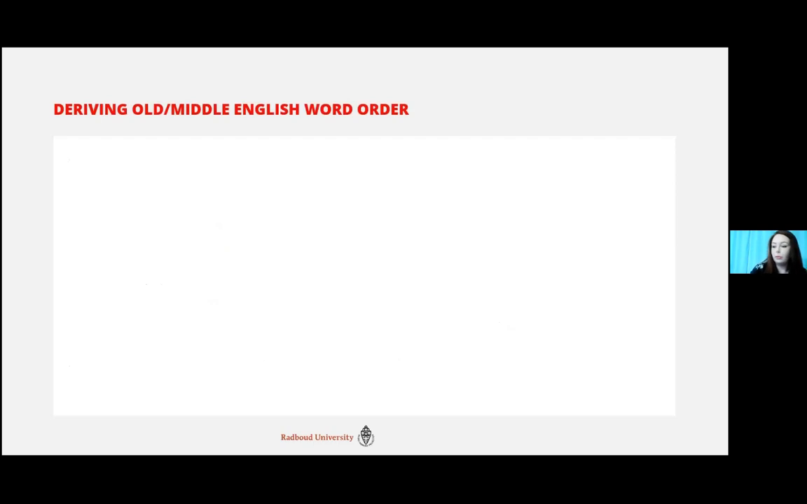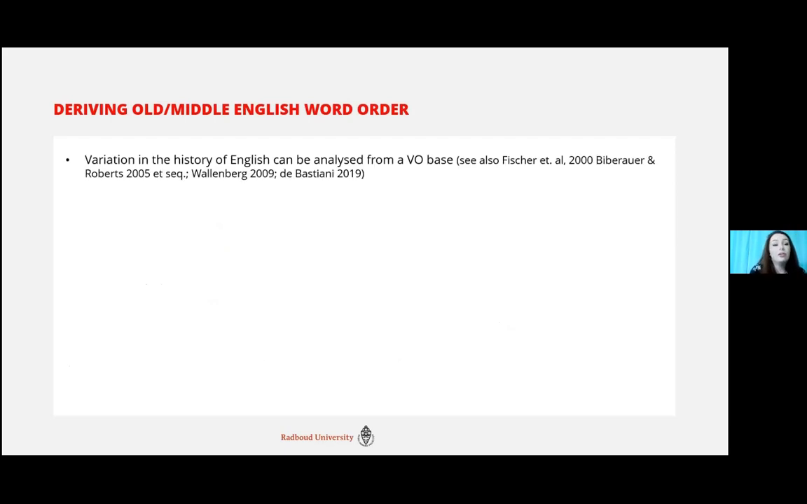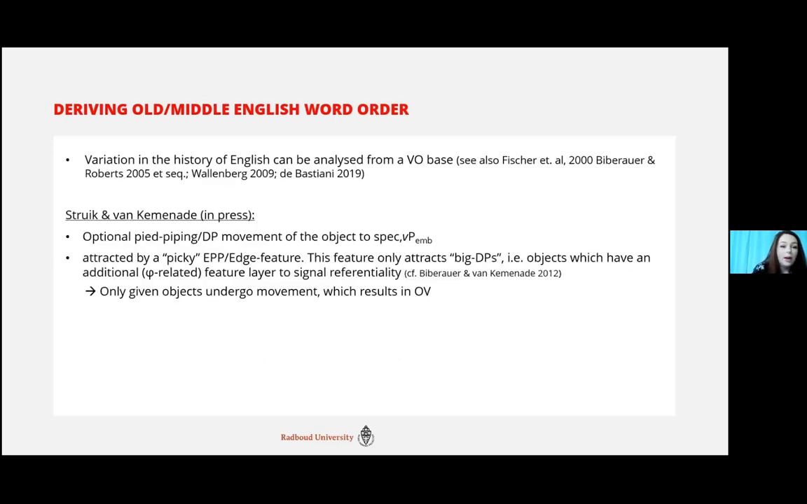So moving on to the derivation. And I'm going to start with Old and Middle English word order again. The results that I present for English seem to suggest that the variation in the history of English can be analyzed from a VO base, and I'm not the only one who has proposed this. And my specific analysis that I developed together with Ans is based on the Biberauer and Roberts 2005 analysis.